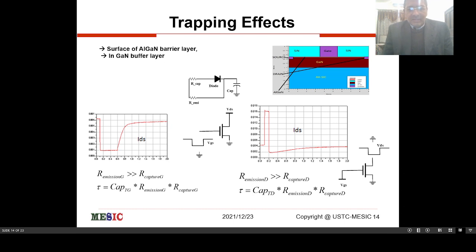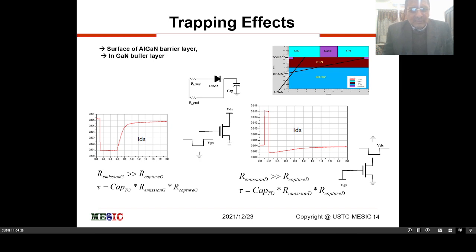Trapping effect is like this: if you look at the transistor, it has aluminum gallium nitride and gallium nitride layers, and in between those layers there is an effect which we see when we give a very short pulse, in nanoseconds. You can see a trapping effect. That means it didn't switch on, it takes time to switch on, as you can see from the left hand side graph, IDS, it takes time to turn on. This is what we call the trapping effect.